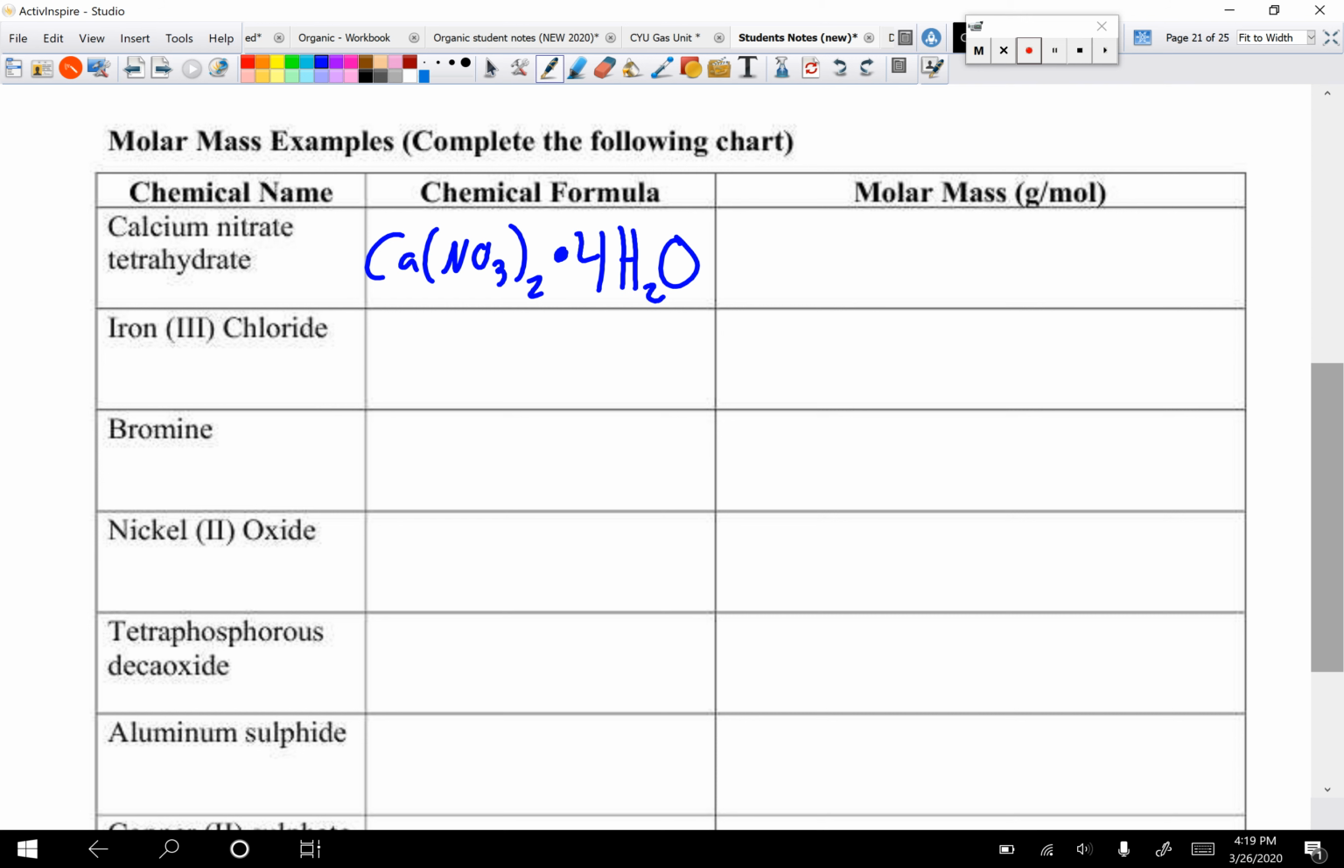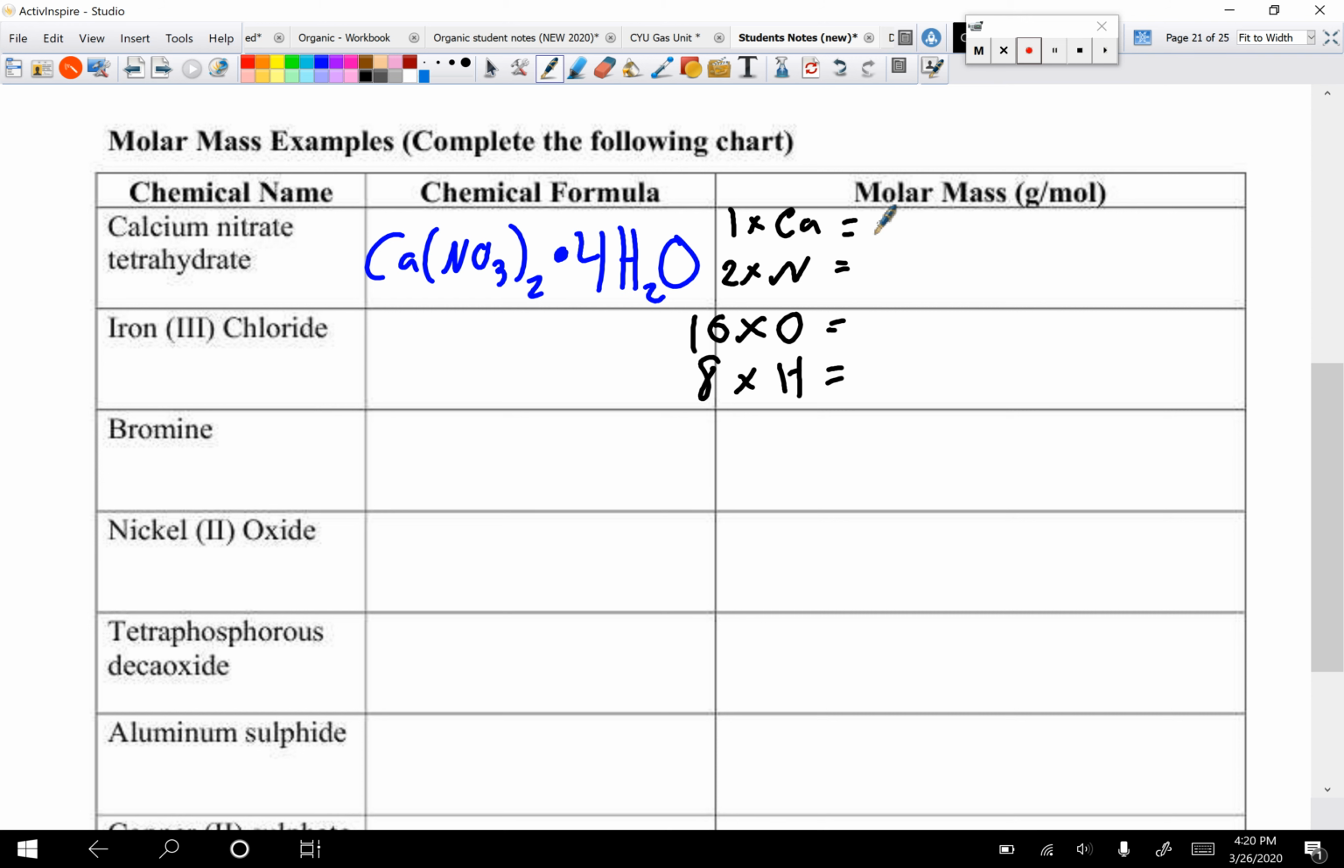Now that we have all of our atoms, we can start counting. So we have 1 calcium, we have 2 nitrogens, we have 6 oxygens. That's just from all that, but we can go back. I forgot to add in the oxygens from water, so I'm going to count that. So we have 6 oxygens from our calcium nitrate, and then we have another 4 coming from our water, so that's 10 oxygens, and then finally we have 8 hydrogens.